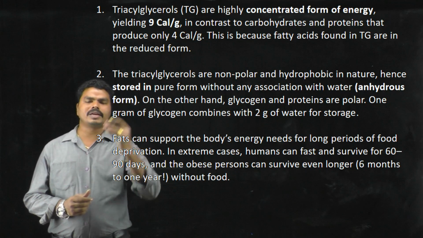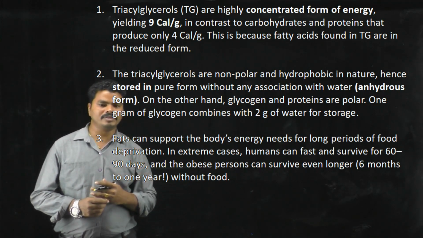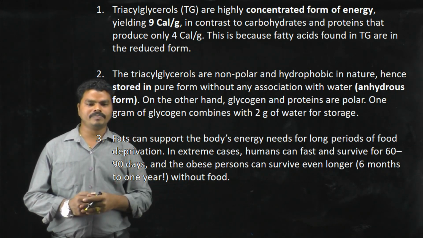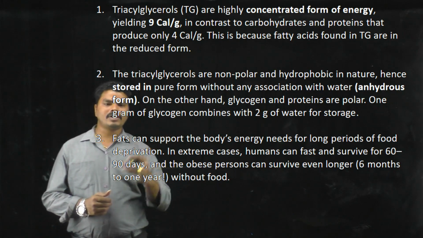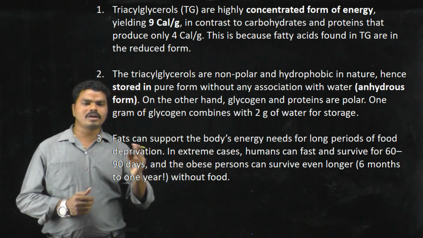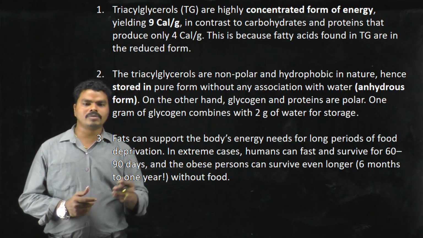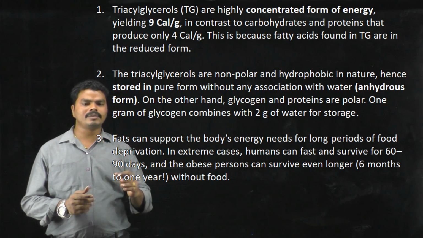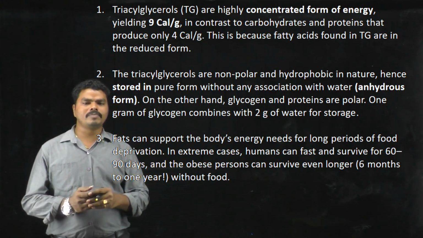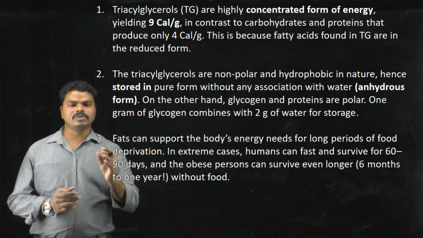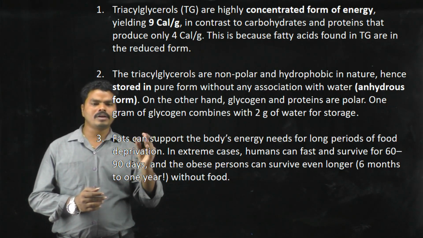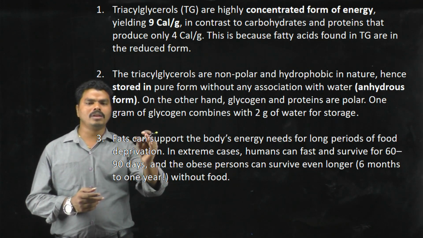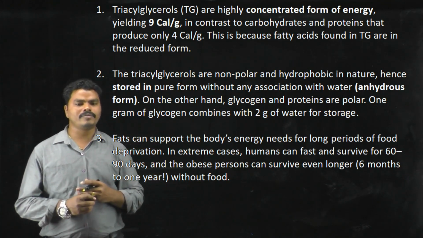So each 1 gram of triglyceride is able to produce 9 calories of energy. But carbohydrates and proteins produce only 4 calories per gram. The reason is that 1 gram of carbohydrate or protein combines with 2 grams of water for storage. So it mixes with the water molecules and is not available in pure form. The weight of the carbohydrate or protein also includes the water weight, so it produces less energy when compared to triglycerides or fat.